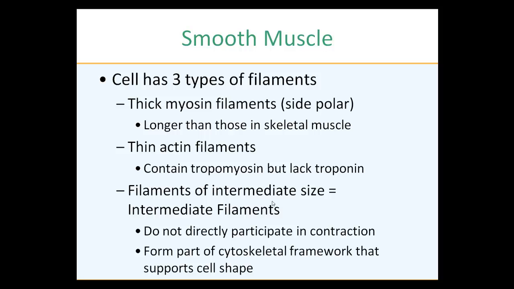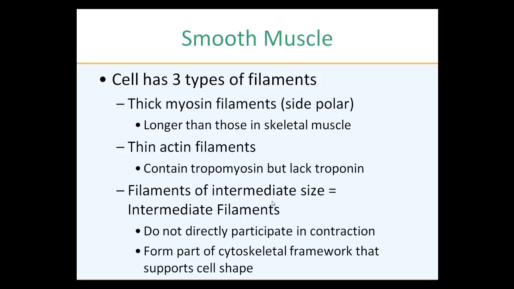We have three types of filaments. That's unlike what we saw previously in the sarcomeres, where we talked mainly about two types of filaments. Here we have the thick filaments. Again, they're myosin, just like the myosin we had before, but it's arranged differently, and we'll see how it's arranged in a short bit. And we also have the thin actin filaments. And finally, we have what we call the intermediate filaments. Those intermediate filaments are not contractile, but they are part of the cytoskeleton framework that supports the cell shape and also transmits the contraction throughout the cell.